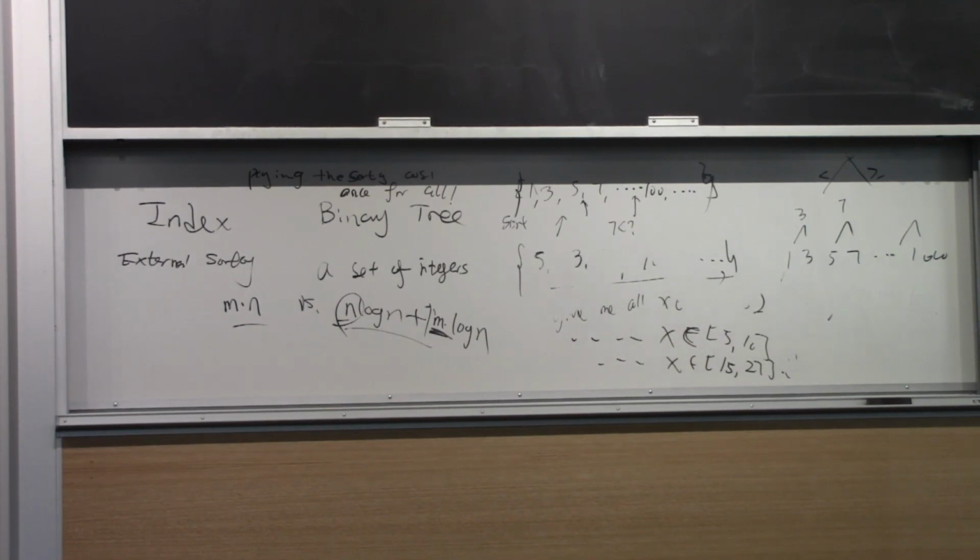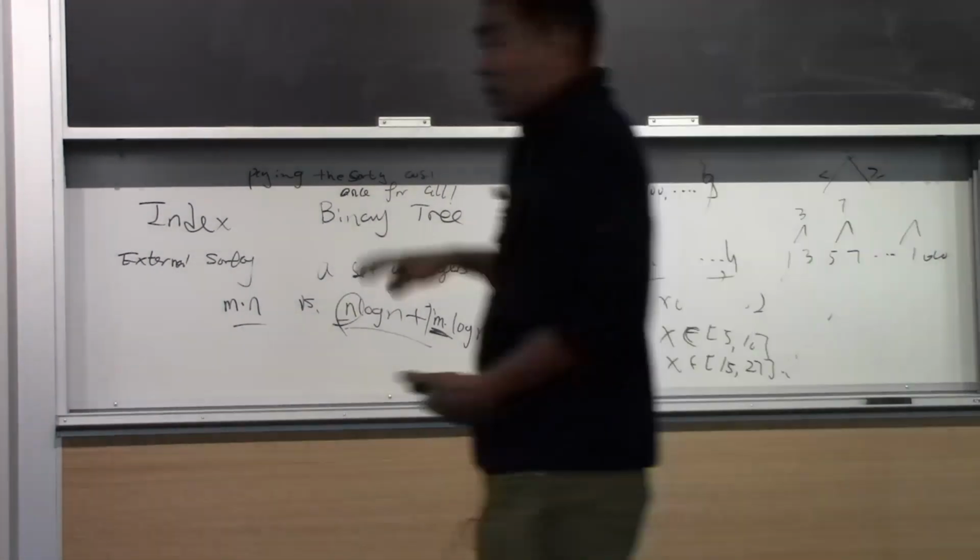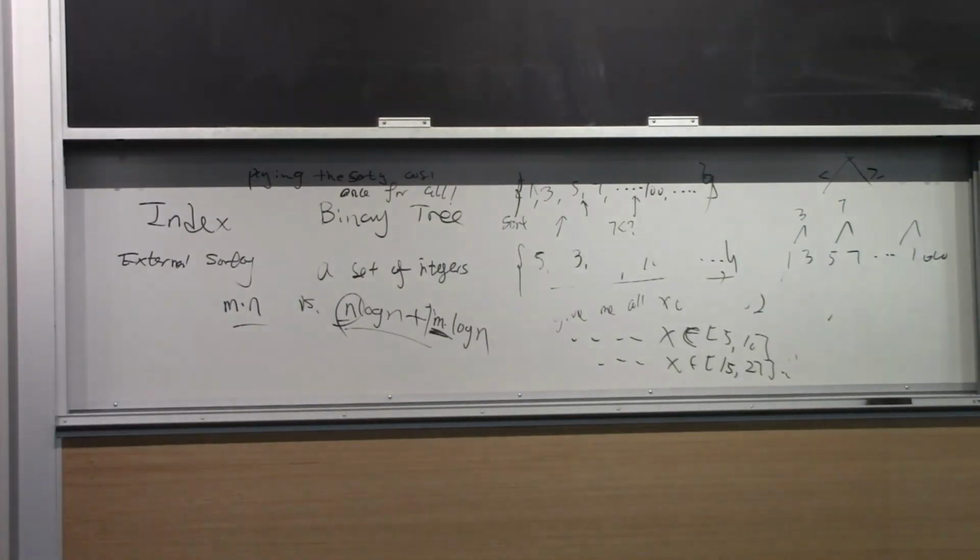And what about index for database? If you understand what I said so far, one particular index is called B tree. And this B does not stand for binary. It actually stands for block. Block level tree.